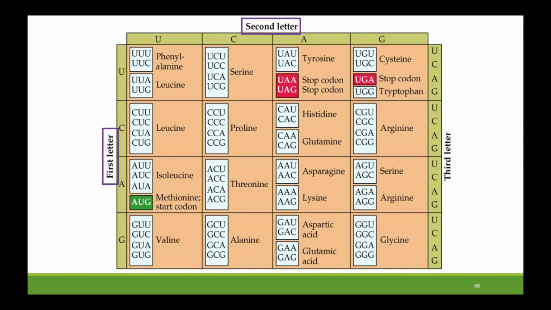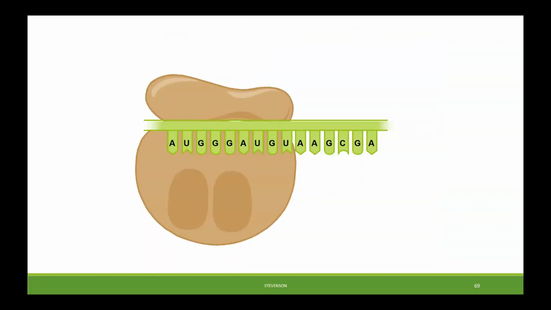So the names of the amino acids are shown in the main part of the box, and the list of codons that correspond to them are shown in those smaller white boxes. And we're going to practice using this table in just a second. Before we do, though, let's see how the ribosome works its magic and turns these codons into protein.